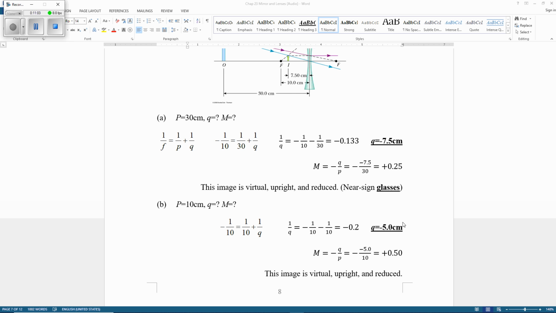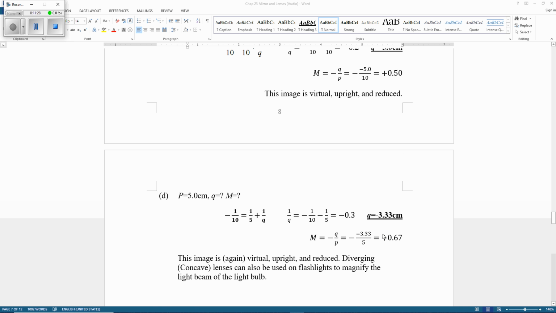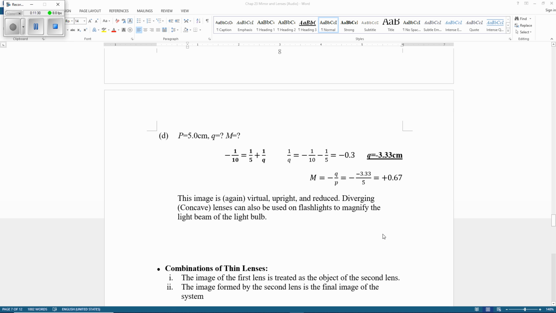So again, it's virtual. So now magnification equals negative negative 5 over 10, which gives you 0.5. So again, the image is virtual because q is negative, and upright because m is positive, and reduced because it's smaller than 1. Now, the third example you can practice.